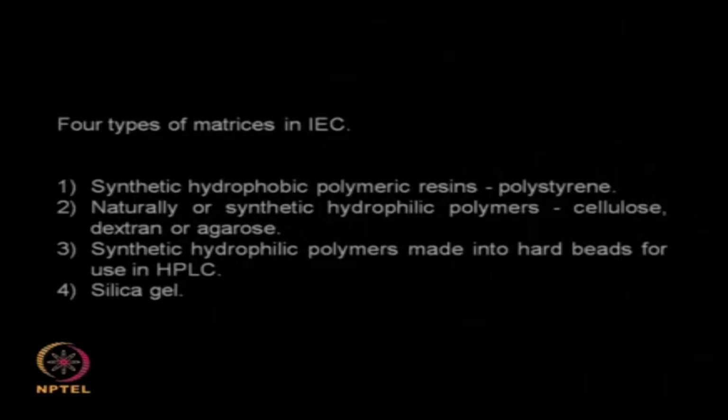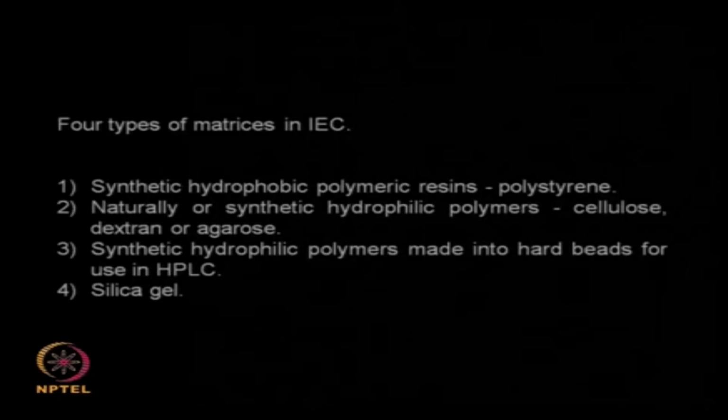So you can have four types of matrices. You can have synthetic hydrophobic polymeric resins like polystyrene. Polystyrene is pretty hydrophobic. Natural or synthetic hydrophilic polymers. So when you say natural, it could be cellulose, dextran, agarose, and so on. It could be synthetic hydrophilic polymers made into hard beads like they use in HPLC systems. So what is the advantage? We can use rigorous methods for washing and cleaning, recycling, reusing, so that is an advantage, or we can use silica gel based method. So you can have different types of matrices in an ion exchange column.